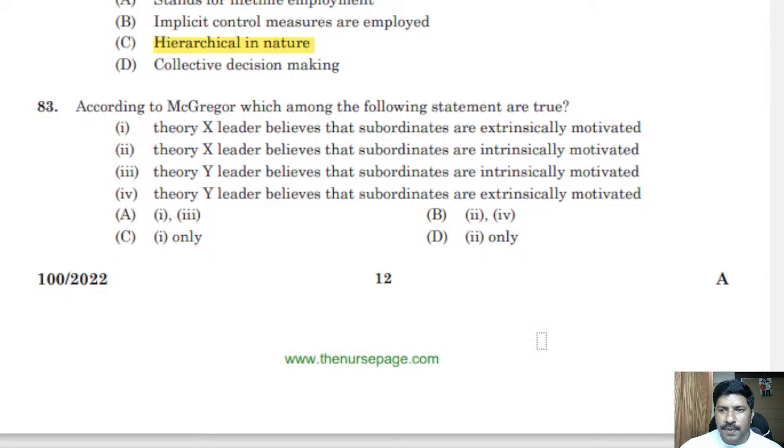83rd question. According to McGregor, which among the following statements are true? Here four statements are given. In that, option A is correct. That is, theory X leader believes that subordinates are extrinsically motivated. Then theory Y leader believes that subordinates are intrinsically motivated. So according to McGregor, these two statements are true. Other two statements are wrong.